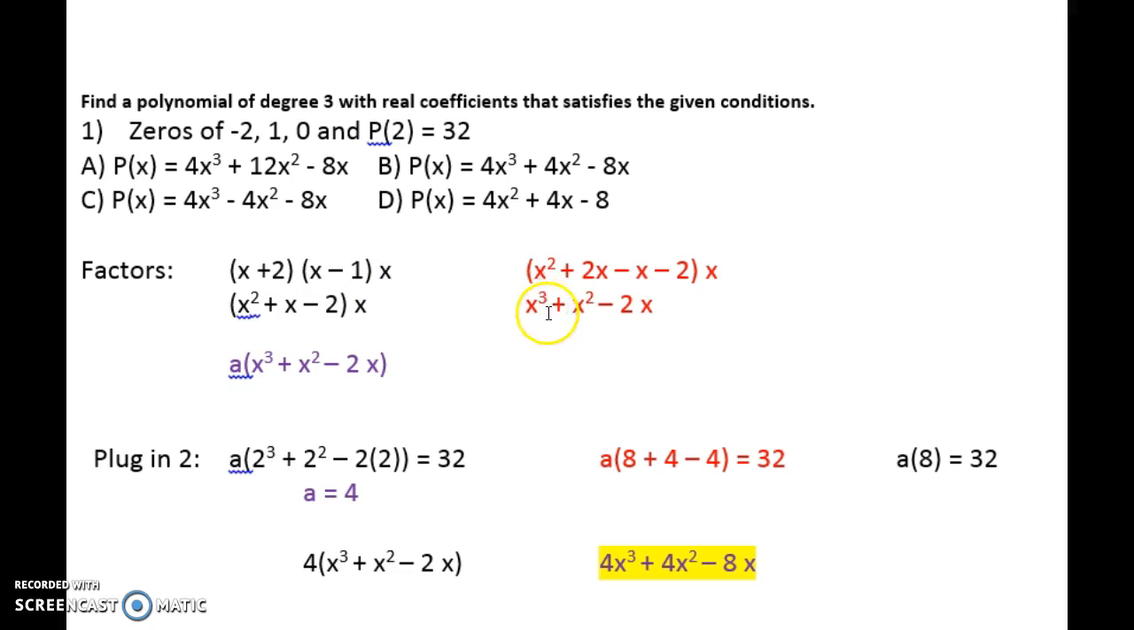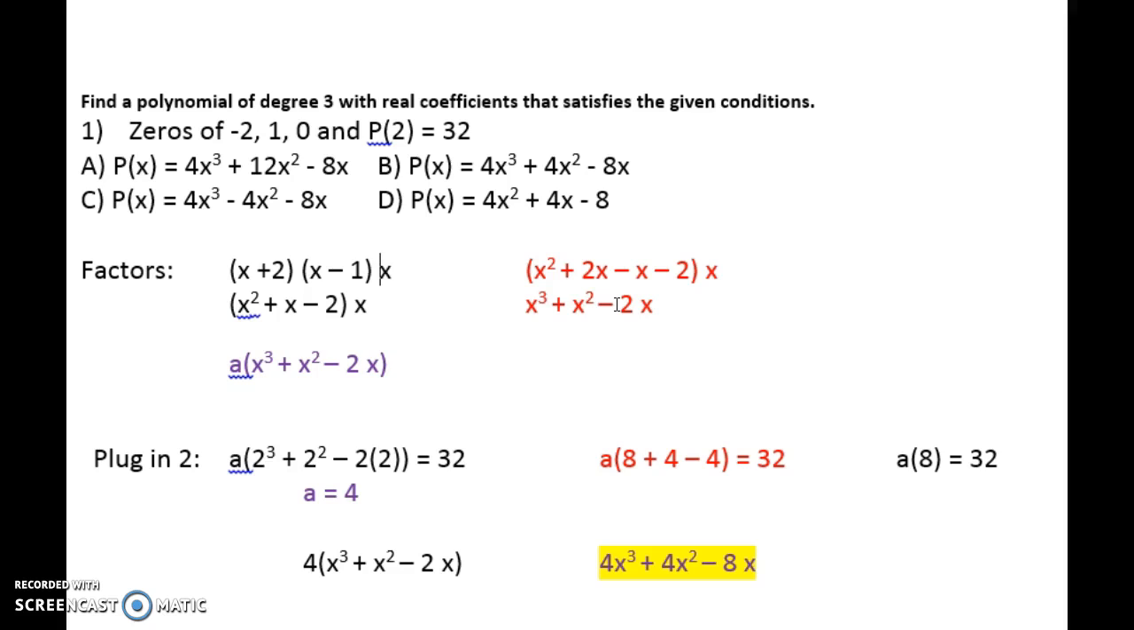And we see we have a polynomial of degree 3. It has the 3 zeros that it's supposed to have, and you can double check to make sure you didn't make a mistake by plugging each of these numbers in. The result will be 0 if you plug in a -2, if you plug in a 1, or if you plug in a 0 for x. No matter which one of those you plug in, the answer is always 0.